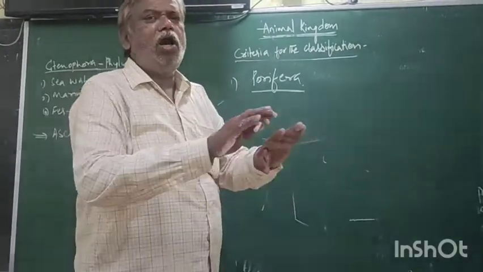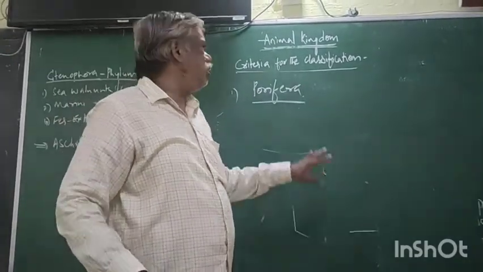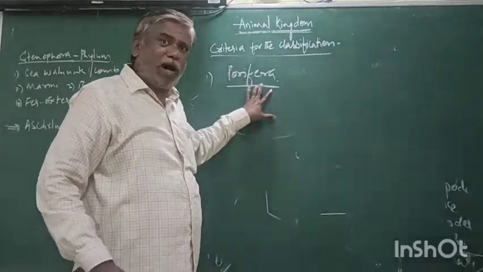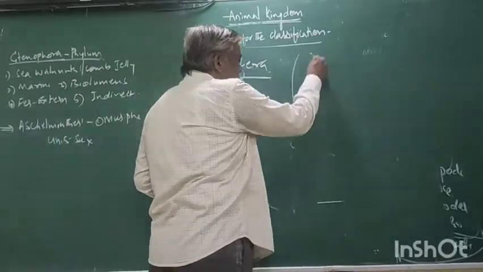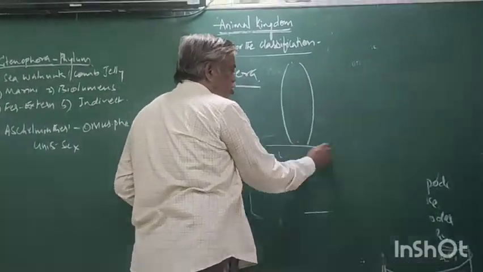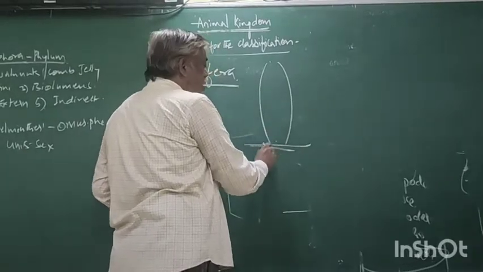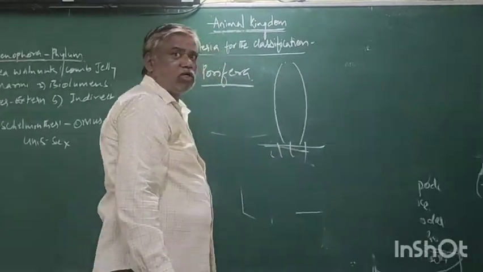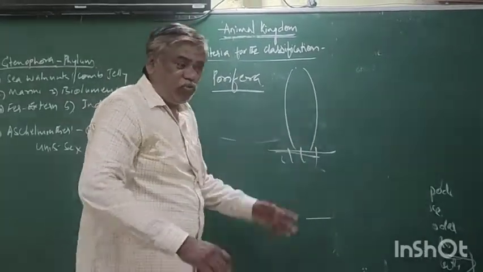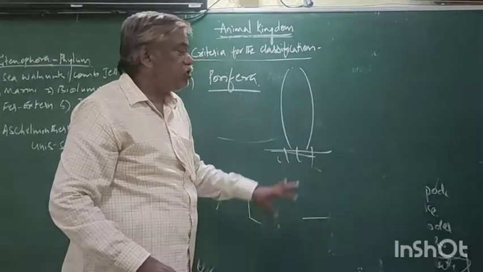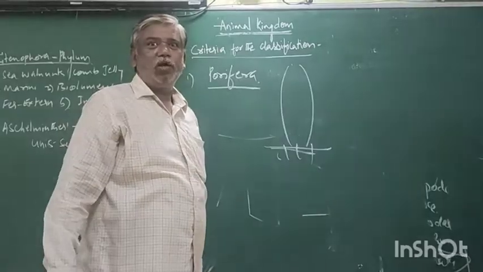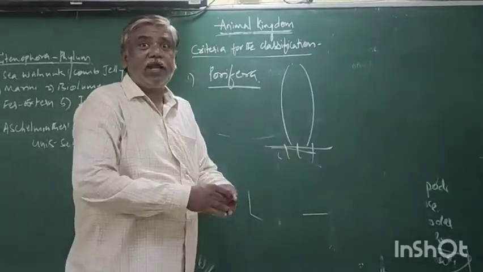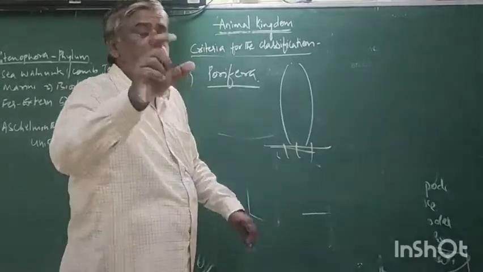All are sedentary. They live in water. The posterior part of the body is attached to the substrate. It cannot swim freely in the water. That means it does not show locomotion like fishes. But in water, they are attached to the substrate. This is one of the important characters, the sedentary character.